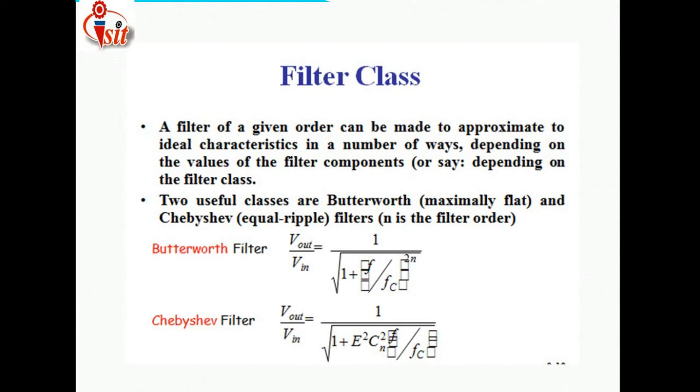For the Butterworth filter, V out divided by V in is equal to 1 divided by 1 plus F divided by Fc raised to 2n. For the Chebyshev filter, the output voltage is given by V out divided by V in is equal to 1 divided by 1 plus epsilon square Cn square F divided by Fc.